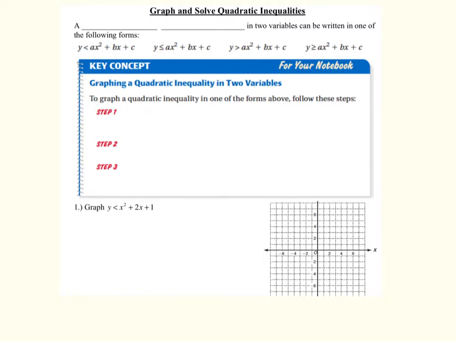A quadratic inequality in two variables can be written in one of the following forms. Y is less than ax squared plus bx plus c. Y is less than or equal to ax squared plus bx plus c. Y is greater than ax squared plus bx plus c, or y is greater than or equal to ax squared plus bx plus c. In order to graph a quadratic inequality in two variables, there are 3 steps.